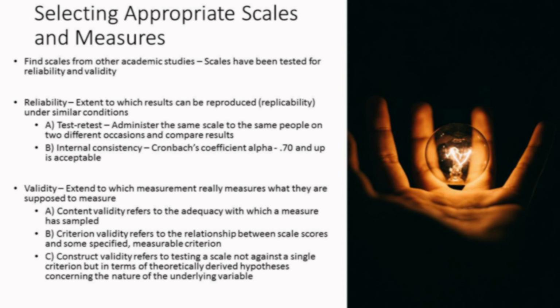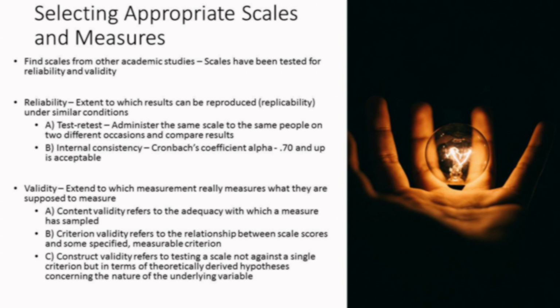Validity. This is the extent to which measurements really measure what they're supposed to measure. Content validity refers to the adequacy with which a measure has been sampled. If we're trying to understand movie viewing habits, are we sampling adults or teenagers? If we sample adults, can we generalize our findings onto teenagers? Probably not. So that's important to know.